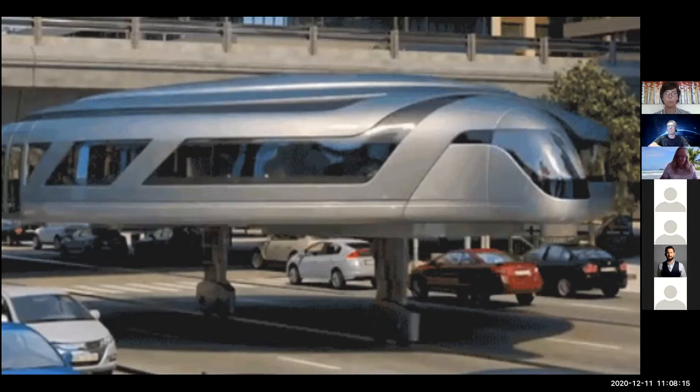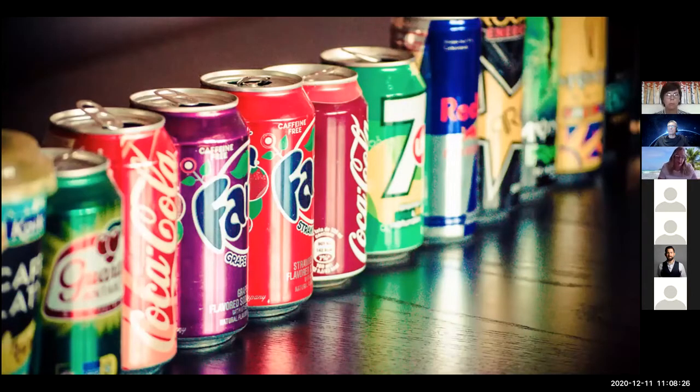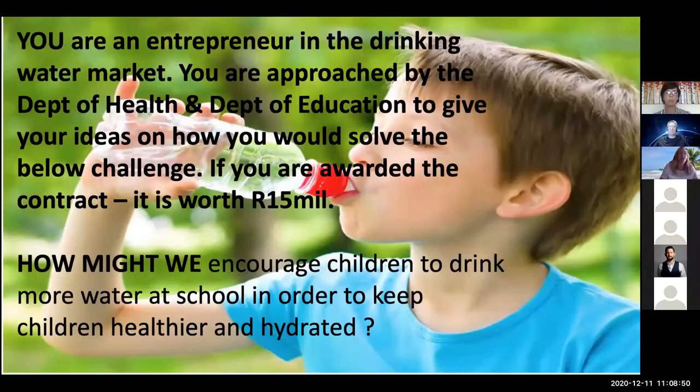So how do we apply this now into our business? Let's take a quick case study of applying this methodology into solving a particular challenge. The one I'm using is around children drinking too many cold drinks and having too much fizzy, sugary drinks. And this is becoming a real problem. And just to give you background, we know how good water is, and we need to encourage children to drink more water generally. So let's take you as an entrepreneur in the drinking water market.